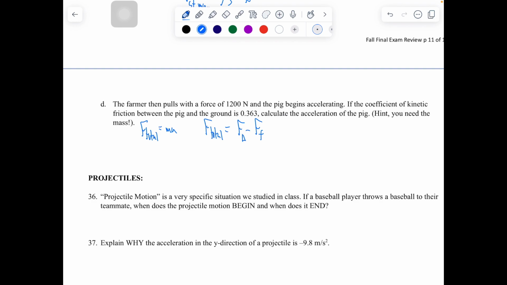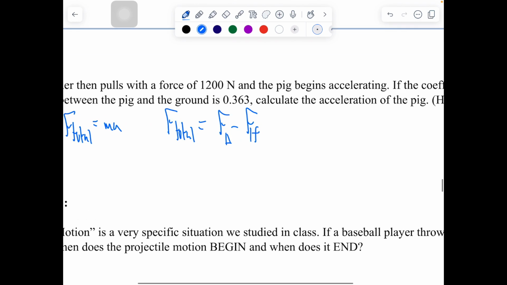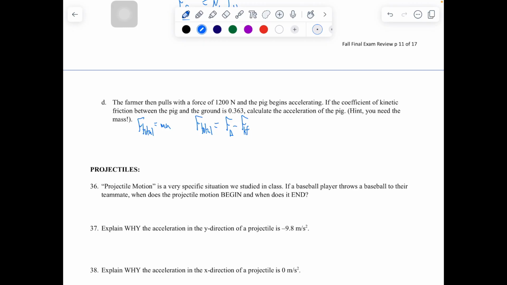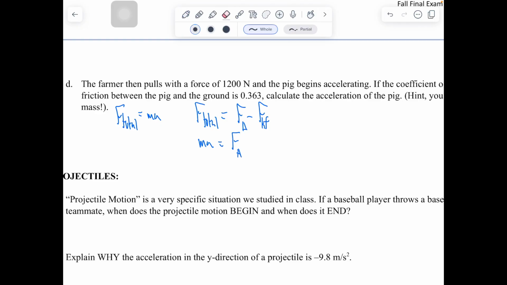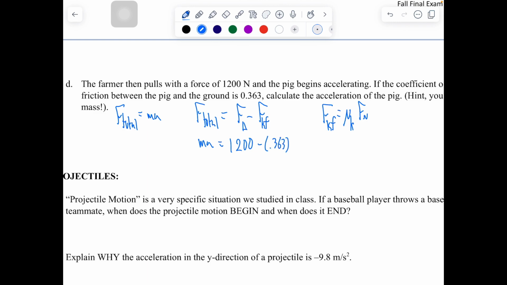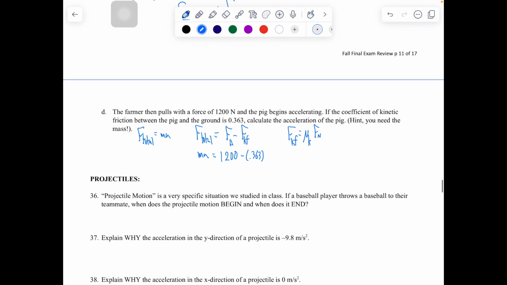We don't know what type of friction. Well, actually, we do. It's going to be accelerating. It's going to be kinetic. How can we find this? All right, we plug in ma. We know the applied force is 1,200. Friction, remember kinetic friction, is our coefficient of kinetic friction times the normal force. Well, we have the coefficient of kinetic friction, 0.363. The normal force, we do not know.